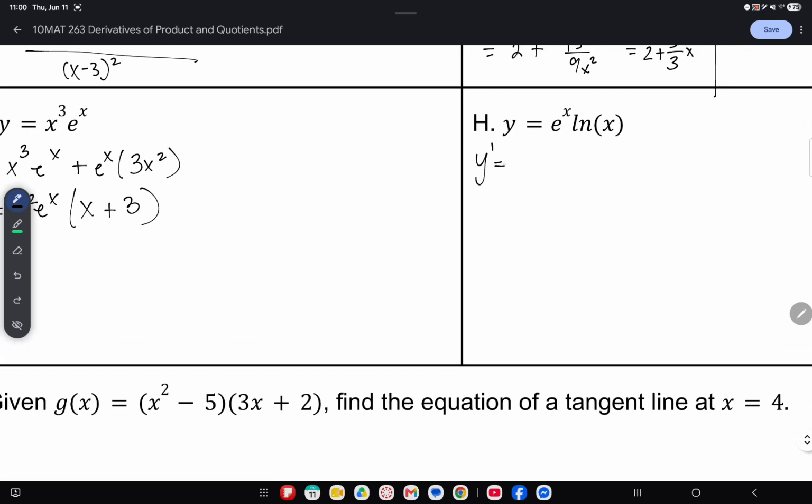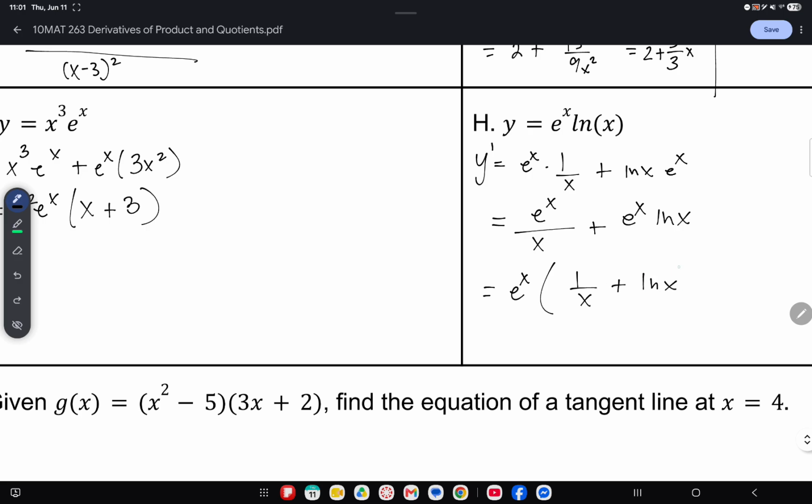Let's do this one. Left d right plus right d left. I could probably clean this up and say e to the x over x plus e to the x natural log of x. If we wanted to pull a GCF of e to the x out, that'd be 1 over x plus natural log of x. You can argue which one looks nicer, but same thing.